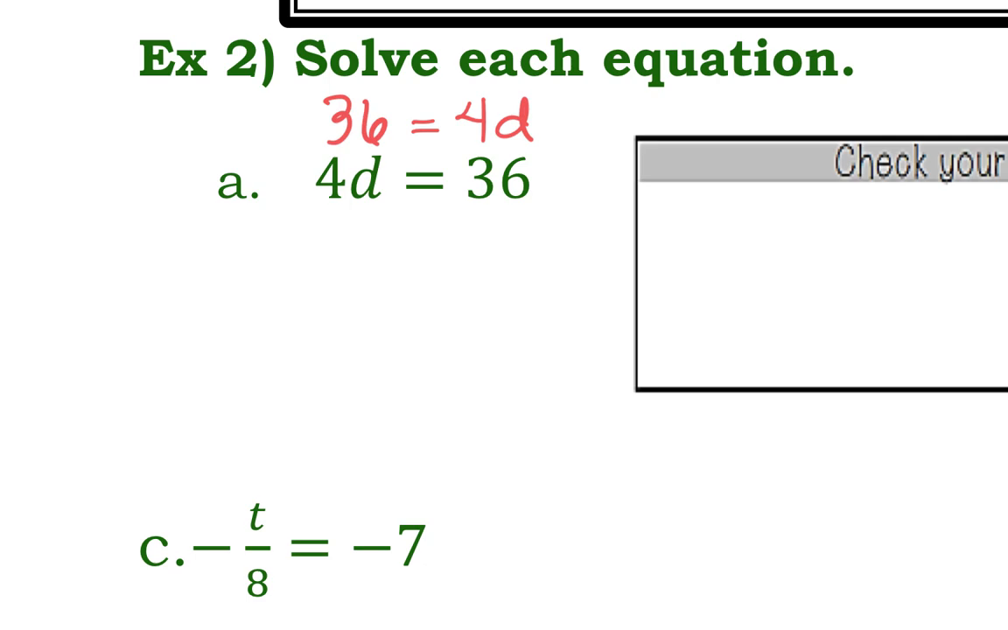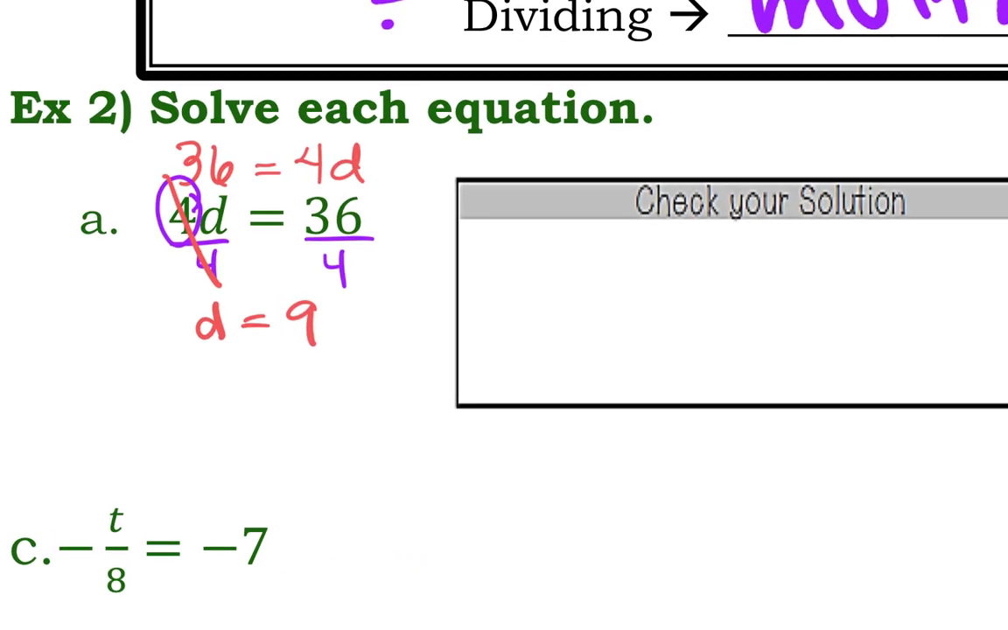It's just swapped. All right, what does it mean to have 4D? Is that 4 times D or 4 divided by D? Times. It's multiplying. What's the opposite of multiplying? Dividing. So you're going to divide by whatever number's next to the variable or next to your letter. What is 36 divided by 4? It's 9, and that's it. Again, you can check your answer if you want. I'm going to write the original equation here.